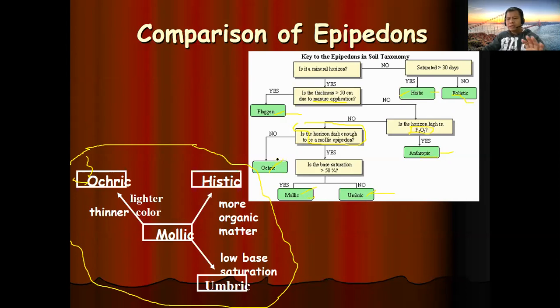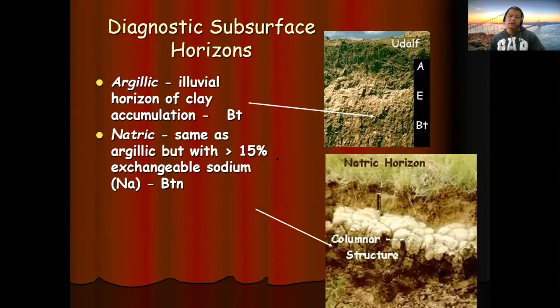So try to understand this illustration, because this will help you in differentiating the different diagnostic horizons from one another. Okay, let us proceed now. Now, we also have the diagnostic subsurface horizon. The one we discussed a while ago is for the surface horizon. Now it is for the subsurface horizon, anything that we can observe in the B horizon as well as in the C horizon.